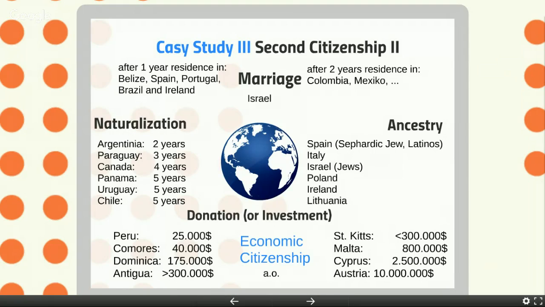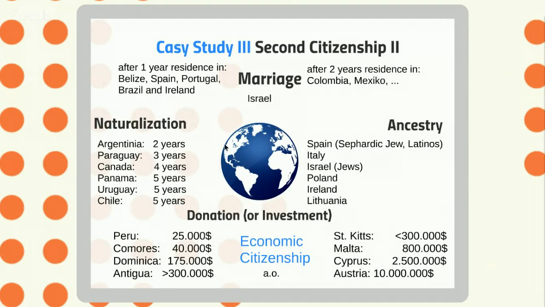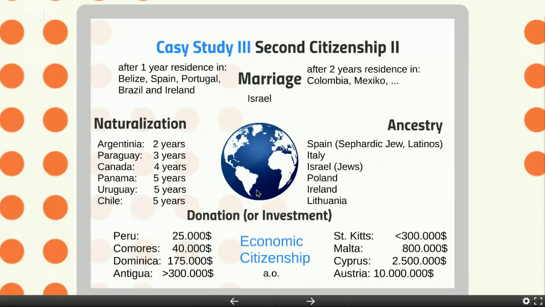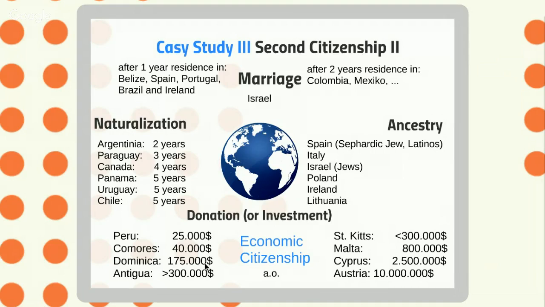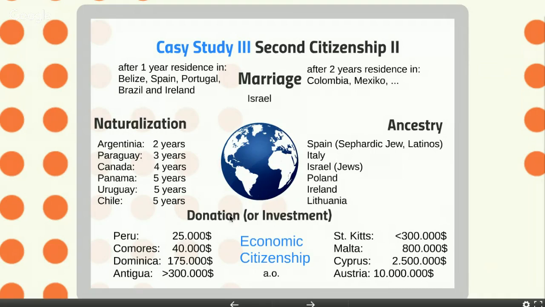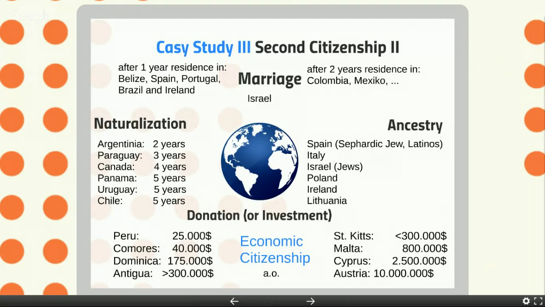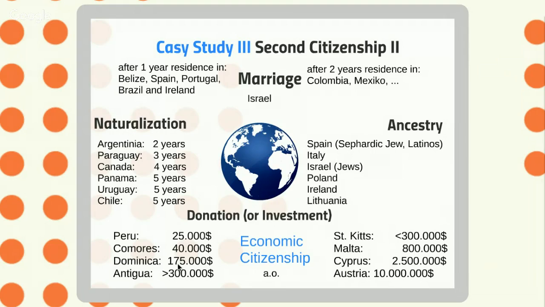So the better options are already getting quite expensive. The cheapest option is Dominica in the Caribbean, which is quite nice and enables you visa-free travel to the EU, to South America a lot, and to other countries. But you have to pay at least $175,000 in total, with all fees for lawyers and so on involved. With other Caribbean nations, it's even more. Antigua and Barbuda is probably a bit below 300,000.